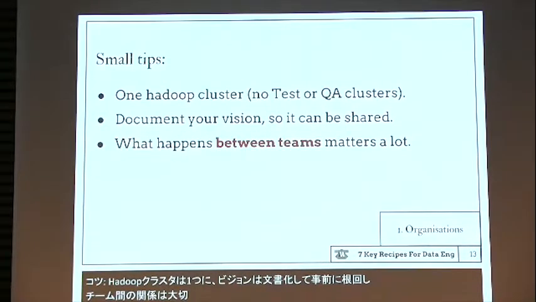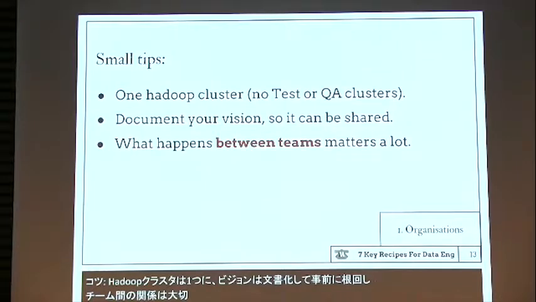Some small tips, however, that have been key for us: we should only run one Hadoop cluster per organization. There is no reason that we should run many clusters and that we should not share the data processing infrastructures. It helps to document the vision. It's not the key, but it still helps.